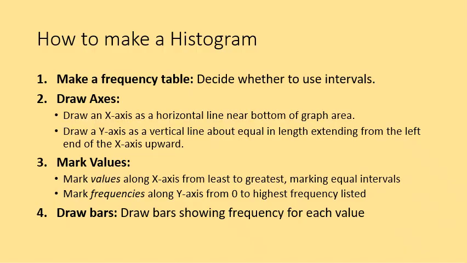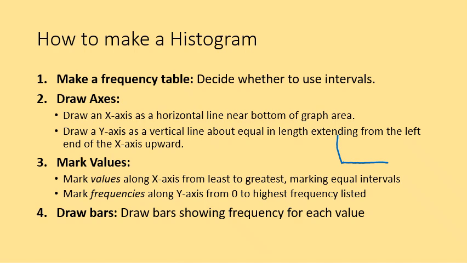The way to make a histogram is you first make your frequency table and you decide whether to use intervals depending on how many values you have. Then you're going to draw an x-axis as a horizontal line near the bottom of the graph area and your y-axis as a vertical line. You'll ideally want your histogram to be about square-shaped, so when you draw your axes, you want them to be kind of equal, like this. This vertical axis can be a little bit shorter.